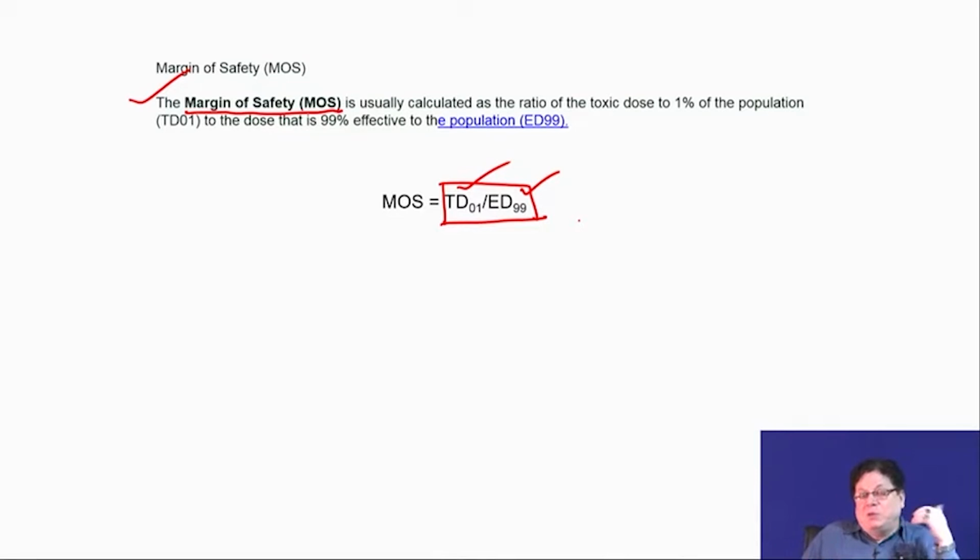So, that gives you an even safer margin, because you do not want even 1% of the population to be affected by the toxic dose. Rather than going up to 50% of the population, you increase the effective dose for 99% of the population, and you reduce the toxic dose to only 1% of the population. So, that gives what is called the margin of safety.